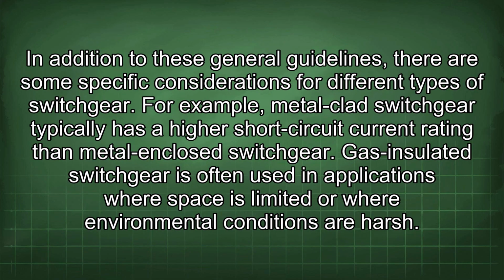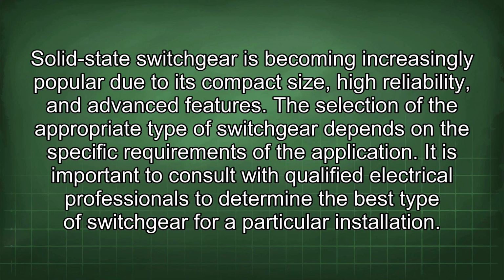In addition to these general guidelines, there are some specific considerations for different types of switchgear. For example, metal-clad switchgear typically has a higher short-circuit current rating than metal-enclosed switchgear. Gas-insulated switchgear is often used in applications where space is limited or where environmental conditions are harsh. Solid-state switchgear is becoming increasingly popular due to its compact size, high reliability, and advanced features. The selection of the appropriate type of switchgear depends on the specific requirements of the application. It is important to consult with qualified electrical professionals to determine the best type of switchgear for a particular installation.